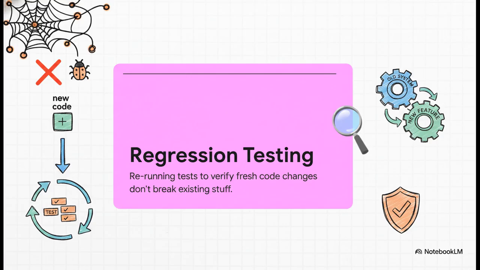Changing a single line in one file can easily ripple out and break something on the complete opposite side of the system. So, regression testing is simply the automated process of rerunning all your hundreds or even thousands of old tests every single time you change the code base. It verifies that all the old stuff still works perfectly alongside your new stuff.